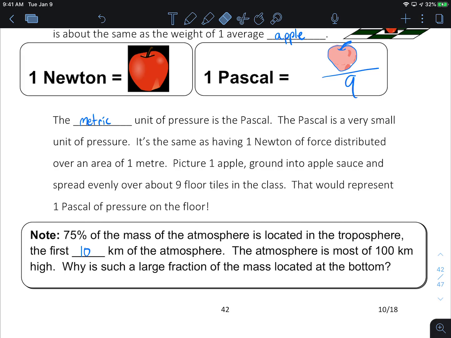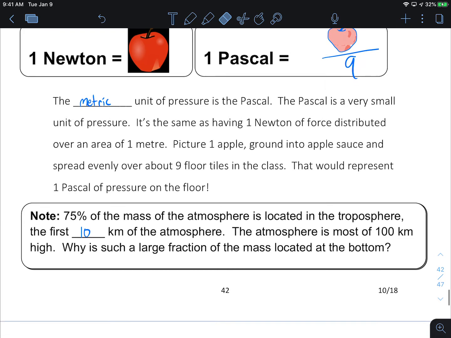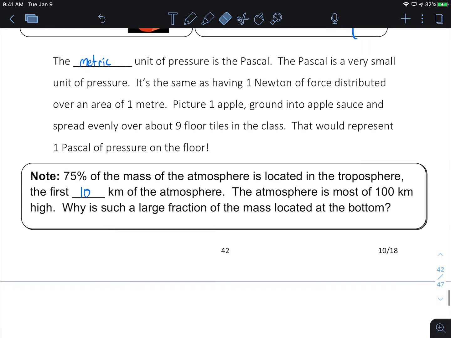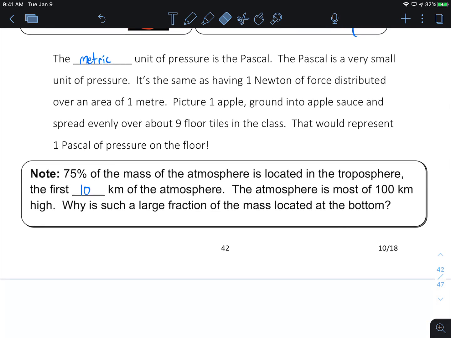75% of the mass of the atmosphere is located in the troposphere. So in those first 10 kilometers, that's where 75% of the atmosphere's mass is. And then above that, the atmosphere decreases. The atmosphere is almost 100 kilometers high. So why is such a high fraction of the mass located at the bottom?